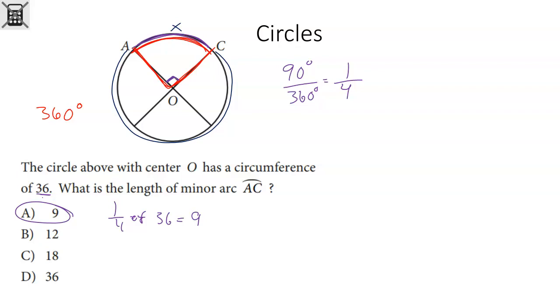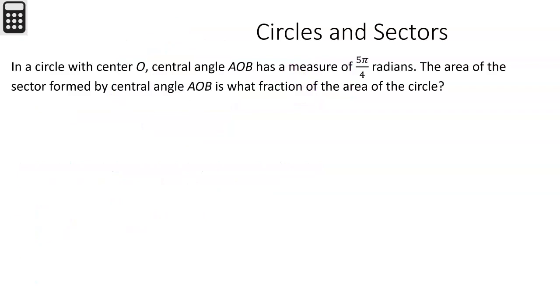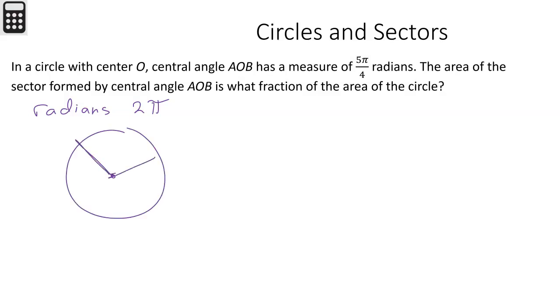It also says, right under that, that the measure of the arc in radians is 2 pi. Same idea. We have a central angle, AOB, that has a measure of 5 pi over 4. The area of the sector formed by that angle, so we've got a circle, some angle, okay, not drawn to scale. The measure of that angle is 5 pi over 4.